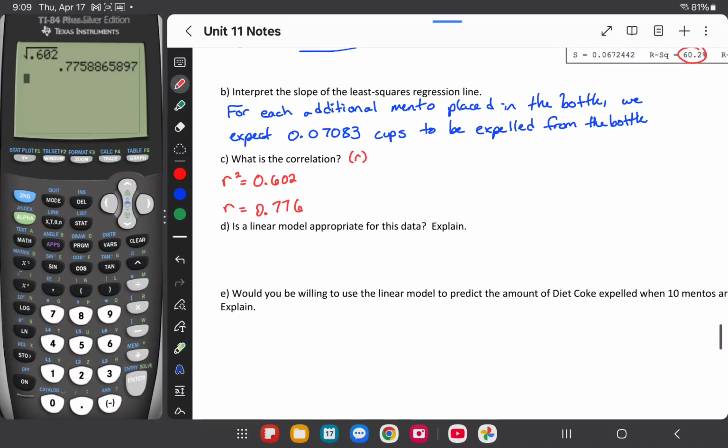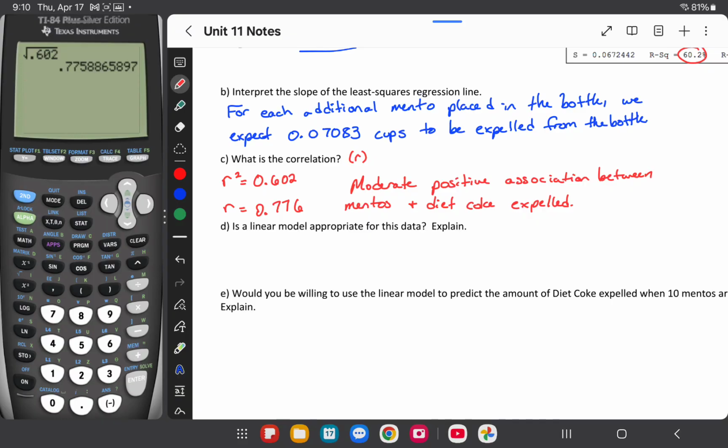So interpreting that now, R we would say is more of a moderate strength. So there is a moderate positive association between the Mentos and the Diet Coke that was expelled. In other words, it looks like to some degree, in a moderate sense, as you increase the number of Mentos, the amount of Diet Coke that's expelled is going to also increase.